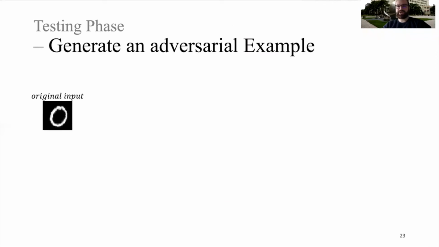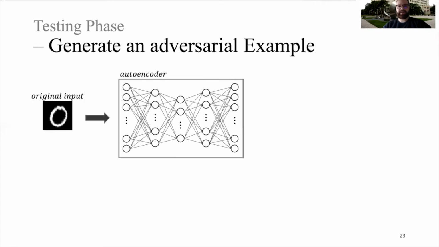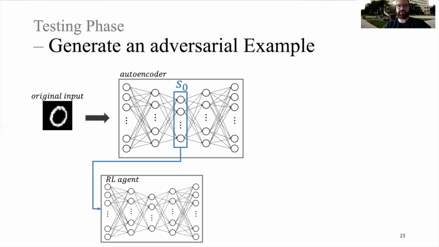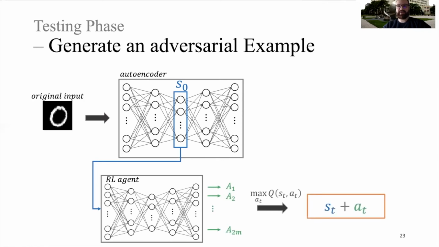So let's see how we generate the images at testing time. We take the input to the autoencoder, we get the feature or encoding of this input image, and we use that feature as a state representation. Then the agent observes this state, and instead of sometimes taking a random action, now we just follow the action that maximizes the Q value function. So the idea is that the agent would follow the trajectory that is suggested by the Q function.